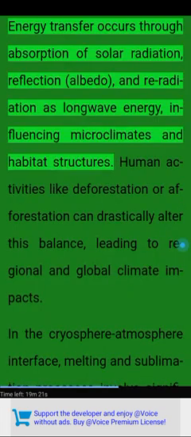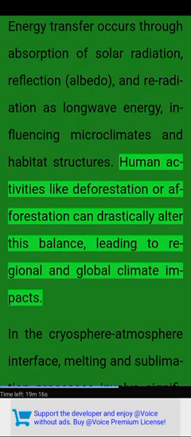Energy transfer occurs through absorption of solar radiation, reflection, albedo, and re-radiation as long-wave energy, influencing microclimates and habitat structures. Human activities like deforestation or afforestation can drastically alter this balance, leading to regional and global climate impacts.